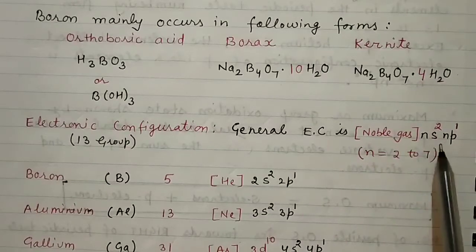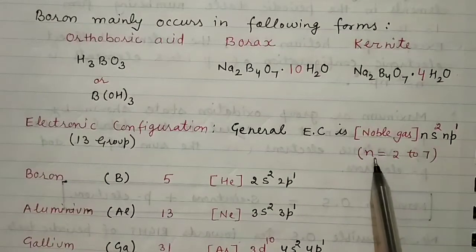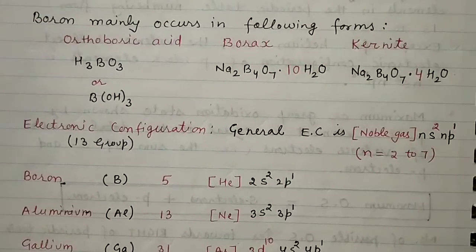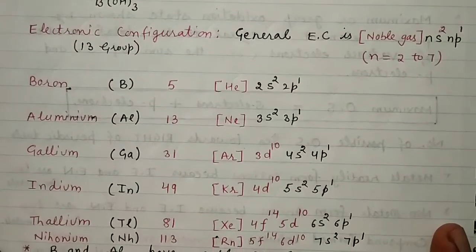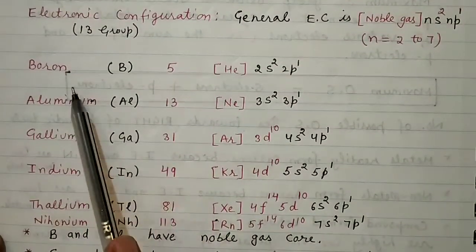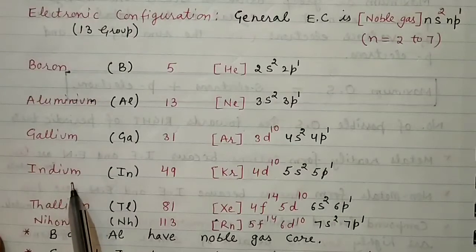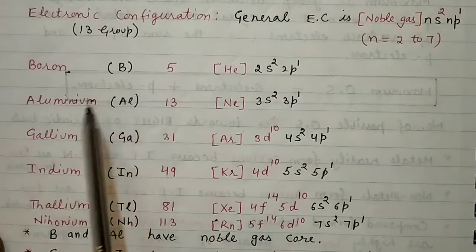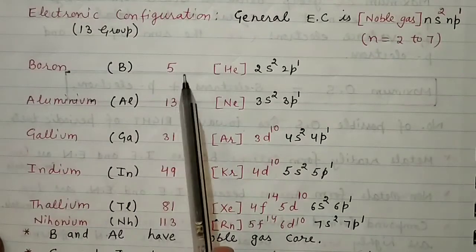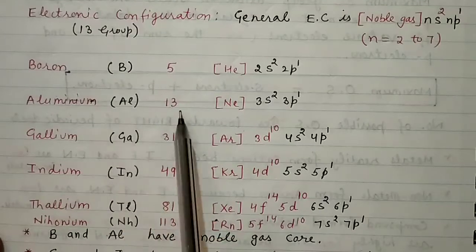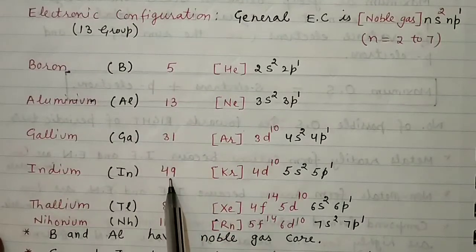So if we write the electronic configuration for group 13 elements, the general electronic configuration is noble gas ns2 np1, and here the value of n goes from 2 to 7. Here we have the elements of group 13: boron, aluminium, gallium, indium, thallium and nihonium. Boron is B, aluminium is Al, gallium is Ga, indium is In, thallium is Tl, and nihonium is Nh. And these are the atomic numbers: boron 5, aluminium 13, gallium 31, indium 49, thallium 81, nihonium 113.